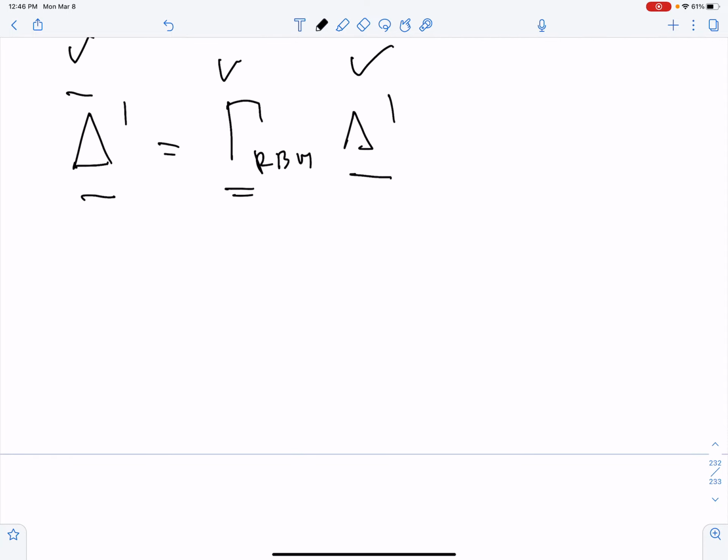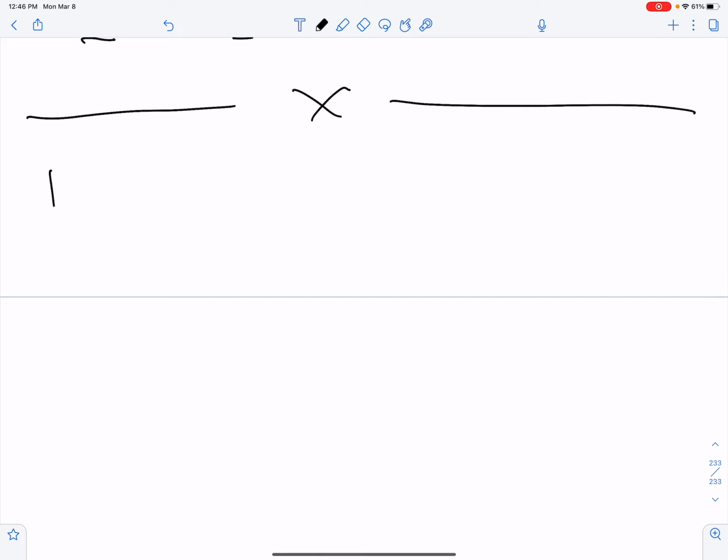As with everything in structural analysis, what happens on the side of displacements must happen on the side of the forces. So let's look at the force picture. All right, what happens? Well, let's see.